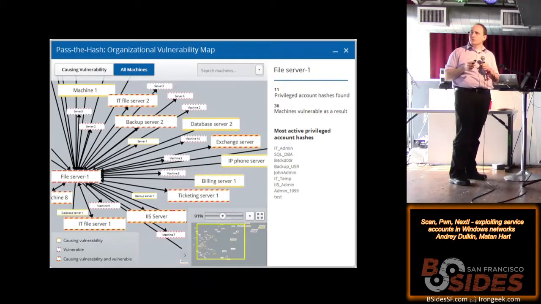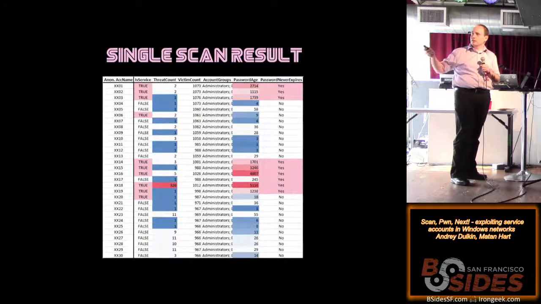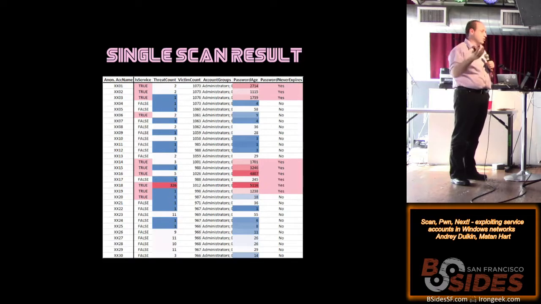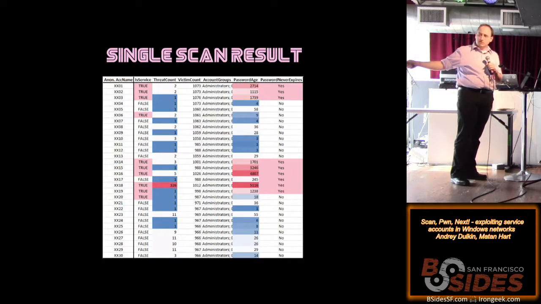Just as an example from a single scan, you can see here we naturally anonymized all the accounts, but you can see the account name, you can see whether it is used by service or automated process. You can see the thread count. The thread count is on how many machines out of the thousands that we scanned in this environment there are credentials for that account. The victim count is how many machines would be compromised if an attacker hijacked that account. The groups that account belongs to, the password age, and whether the password is set to never expire.